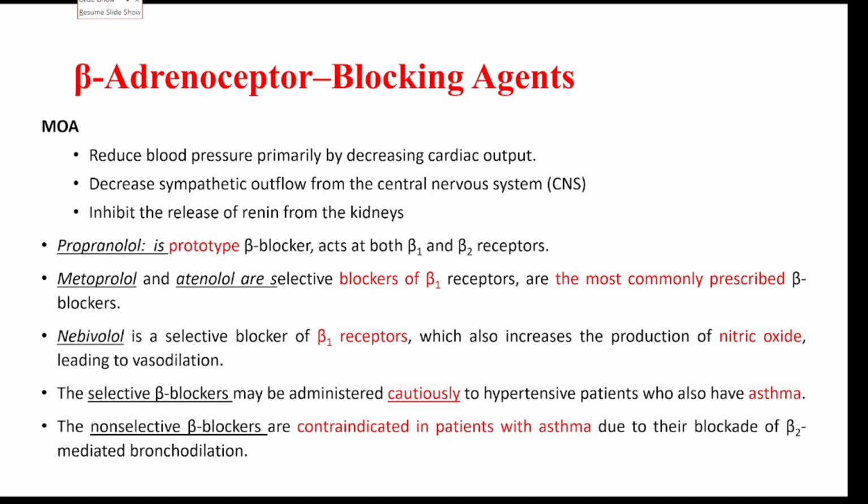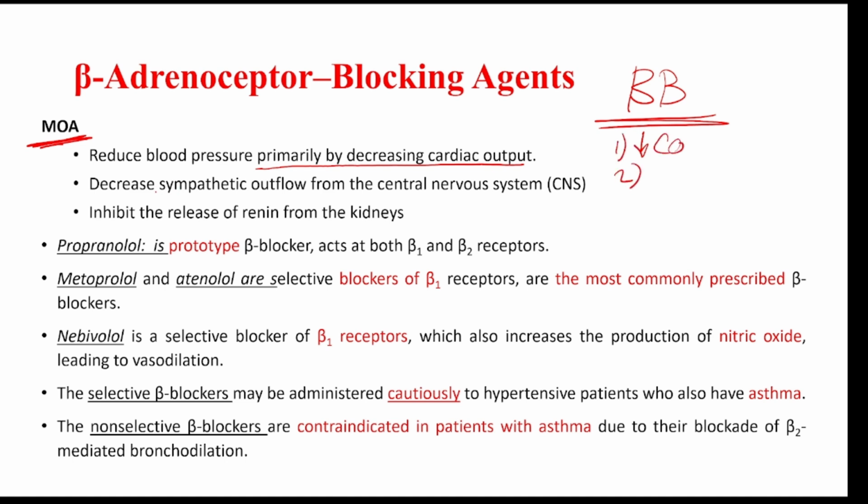Next slide, this slide speaks about beta-adrenoceptor blocking agents. We talk about something called beta blocker. How does this medication work in hypertension, how is the mechanism of action? This medication primarily reduces blood pressure by decreasing cardiac output. So number one, decrease cardiac output. Number two, this medication decreases sympathetic outflow in the central nervous system.